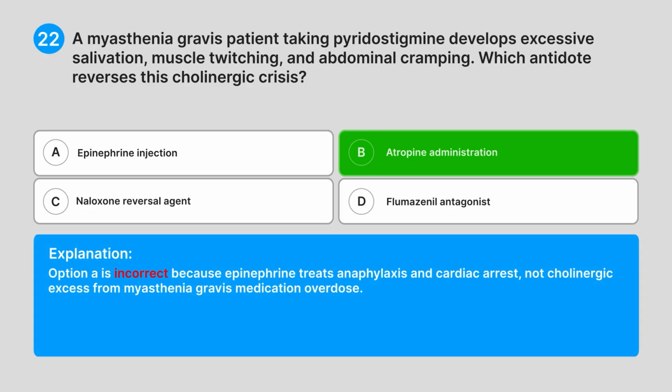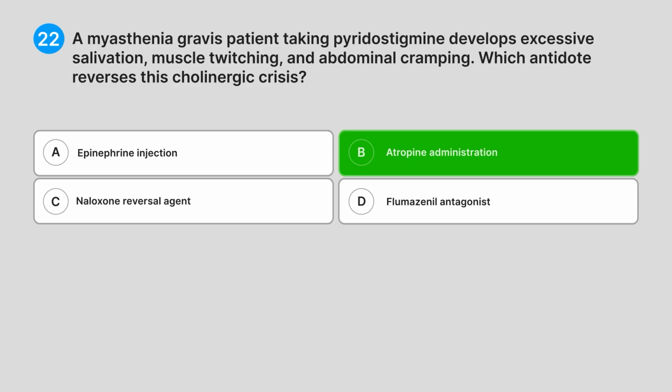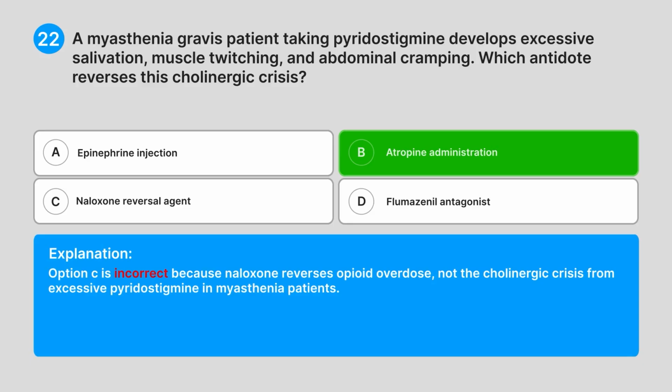Option A is incorrect because epinephrine treats anaphylaxis and cardiac arrest, not cholinergic excess from myasthenia gravis medication overdose. Option C is incorrect because naloxone reverses opioid overdose, not the cholinergic crisis from excessive pyridostigmine in myasthenia patients.